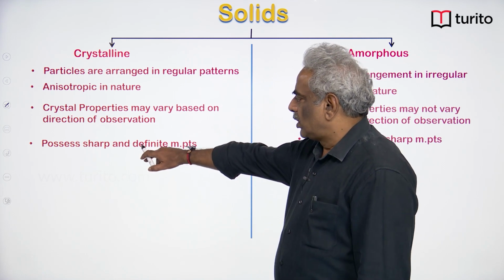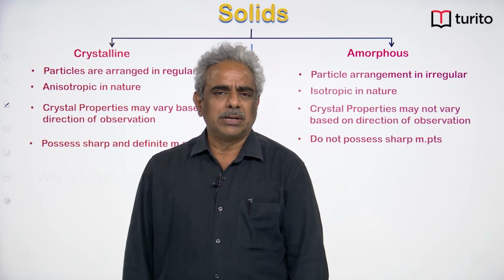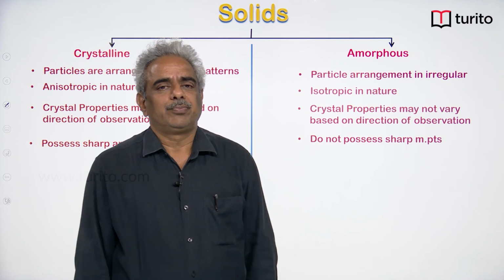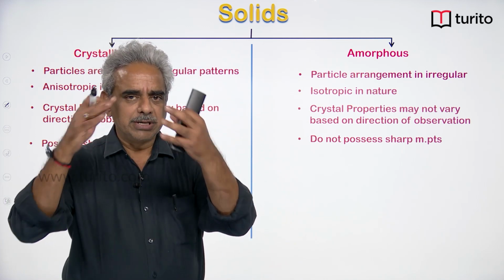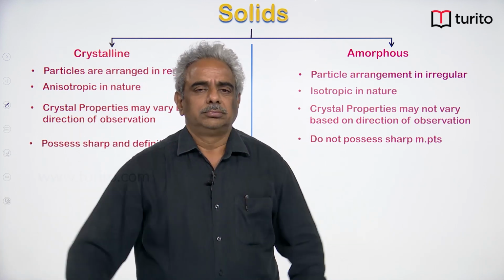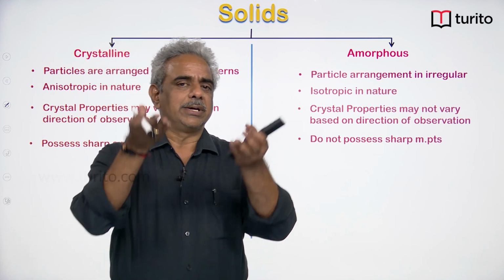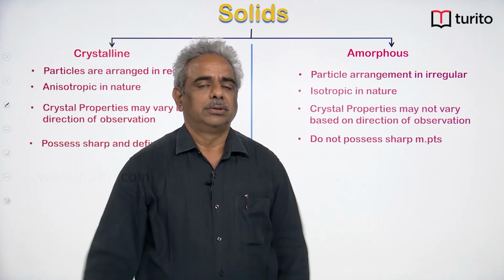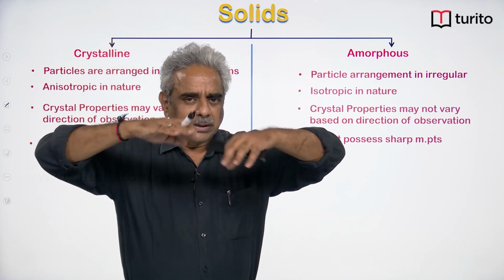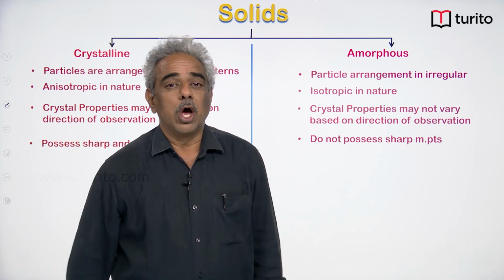Possesses sharp and definite melting points. What do you mean by melting point? The temperature where the crystal collapses, that solid state is lost, the solid becomes dismantled. As I told you, if you raise the temperature, thermal energy will increase. As the thermal energy increases, the particles' escaping tendency will increase, and the solid state may be lost.